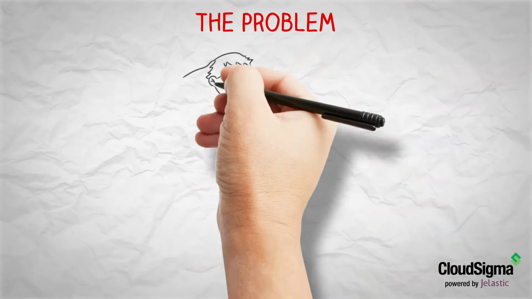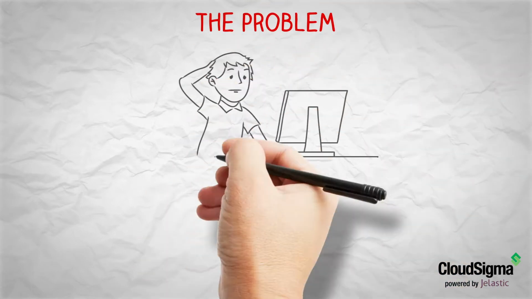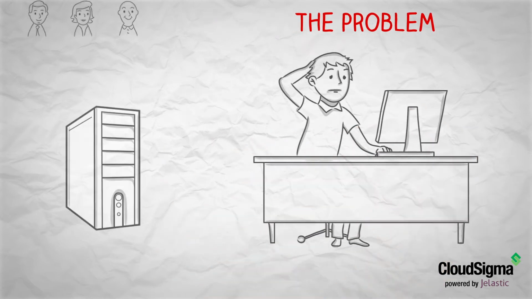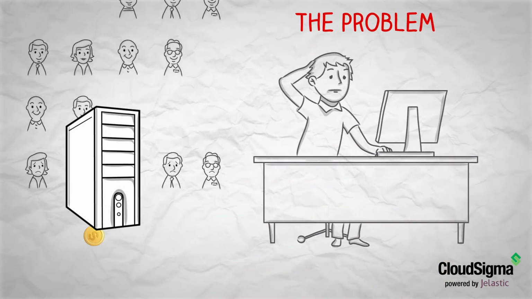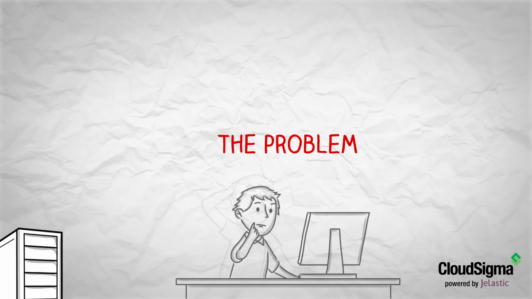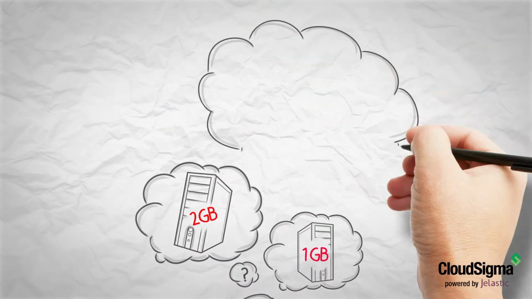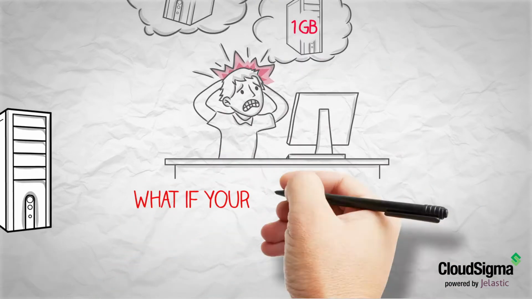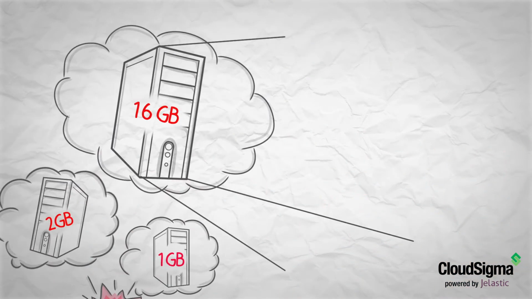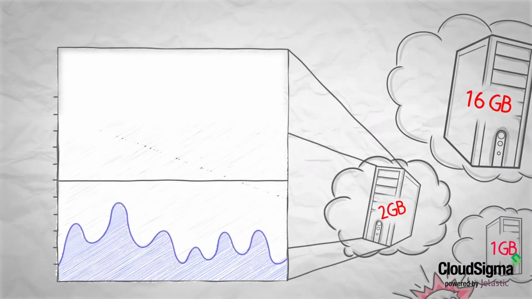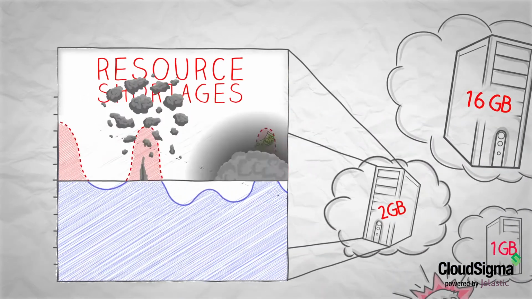Okay, so here's the problem. You've created an awesome app ready to deploy to the cloud, but you need an environment that's scalable without losing control of your budget. How big should your server be? 1 gigabyte? 2 gigabytes? 16 gigabytes? What if you're wrong? It's expensive to pay for resources you don't need. But then it's also expensive if resource shortages cause downtime.